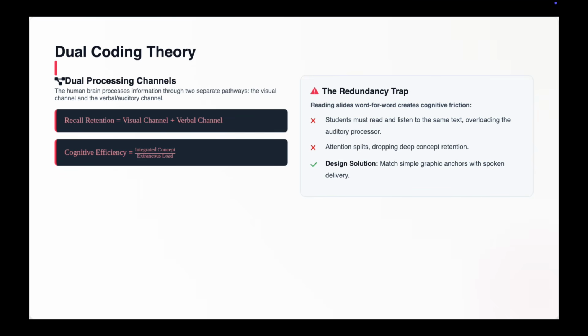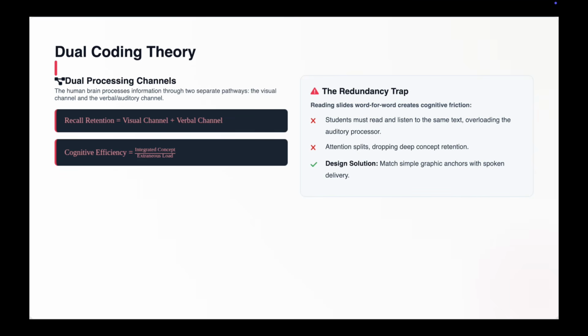However, many teachers fall into what we call the redundancy trap. This happens when you put a large block of text on a slide and then read it aloud word for word. When you do this, your students are forced to read the text and listen to you at the same time. Since reading and listening both rely on the same verbal processing channel, you create cognitive friction. The channels overlap and your students' attention splits, actually reducing their comprehension.